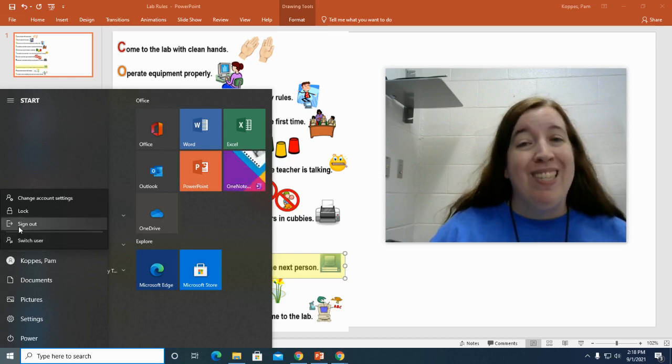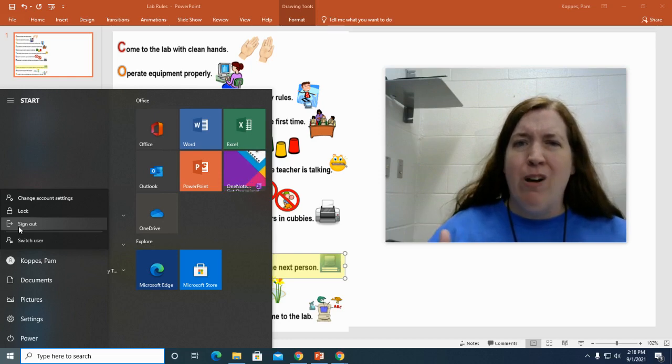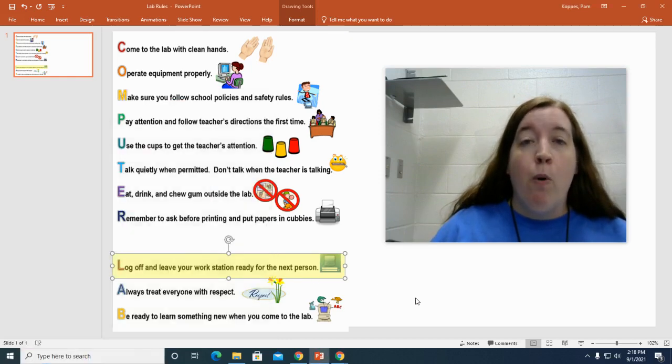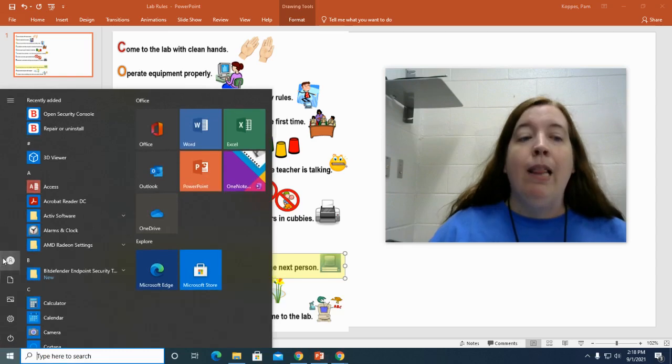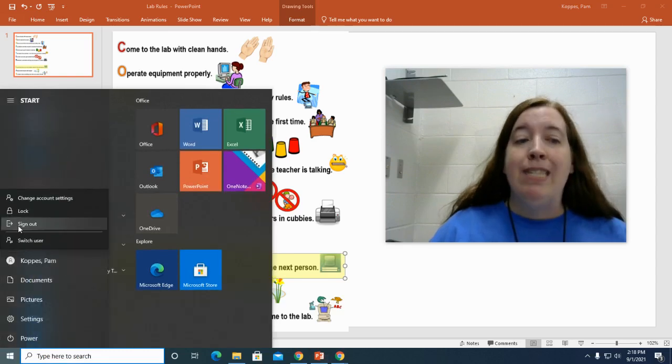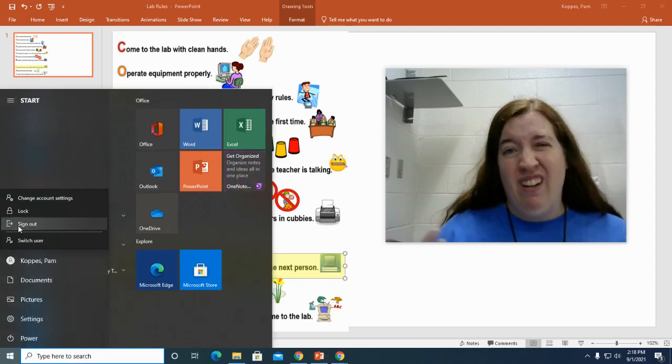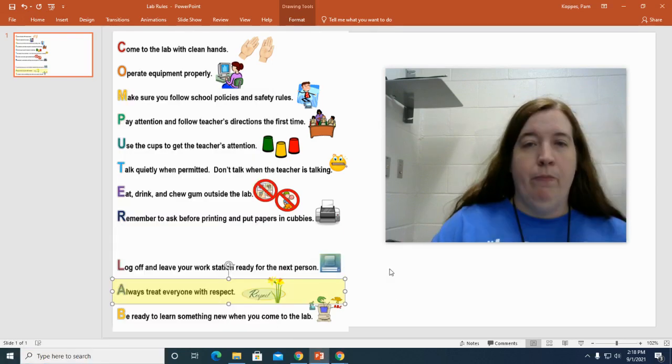Don't switch user because that leaves you logged in and it can sometimes mess up your account to be logged in multiple places. Make sure you sign out. So let me review that one more time. Those 3 steps to sign out after you've closed everything are Start menu, little person, sign out. I'm not going to click it. Obviously, that would end this video.